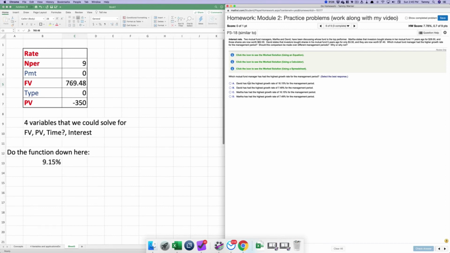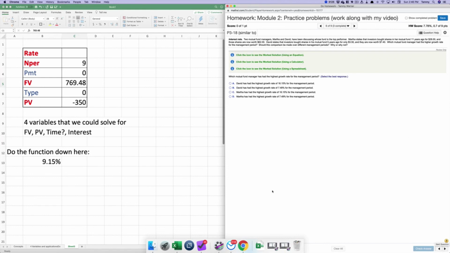And then David said investors bought shares in his mutual fund 5 years ago for only $3.50, and they're now worth $7.40. And so you're trying to compare a rate of growth across different time periods. So what you would do to solve this is you just do them separately, note what the different rates of return are for each of those managers, and then pick from this multiple choice which one is the best. Okay, so that's another interest rate question.